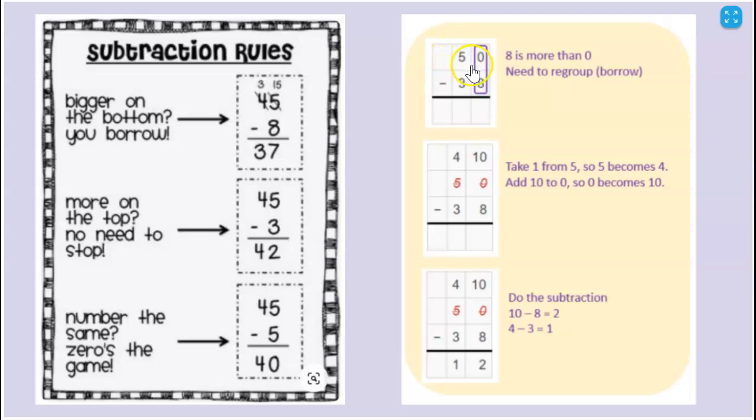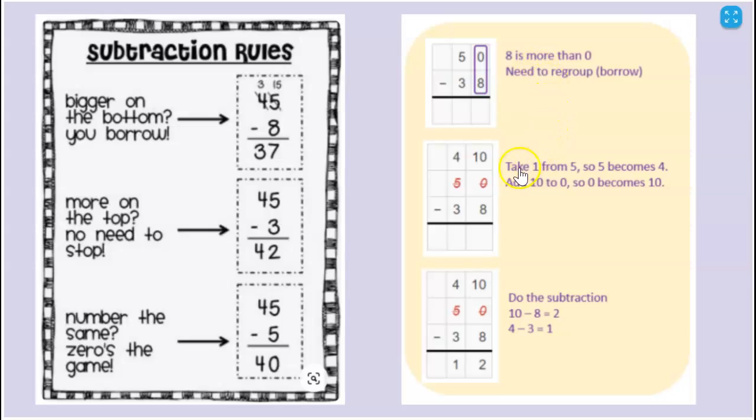Okay? So if we look over here, now we see kind of the same setup. We have 50 minus 38. So the first thing we need to do is we need to look at that ones row. Again, we see that the top number is smaller than the bottom number. And we think to ourselves, if I walked into a pizza place and they had 0 slices of pizza and I wanted 8, they won't be able to give it to me. So I need to borrow from the 5.